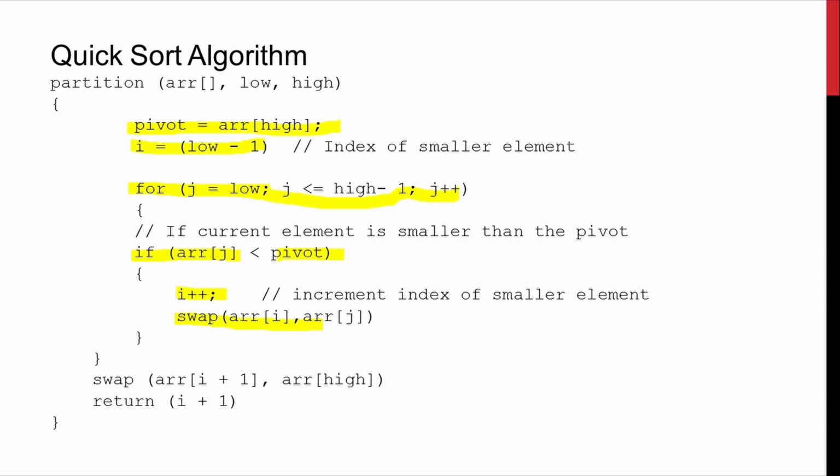After the completion of this for loop, swap the element next to i with the pivot. In step 7, return the location next to the ith element, which acted as the pivot element, this i plus 1.